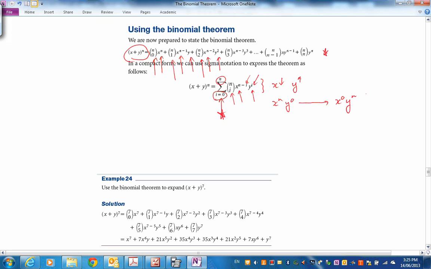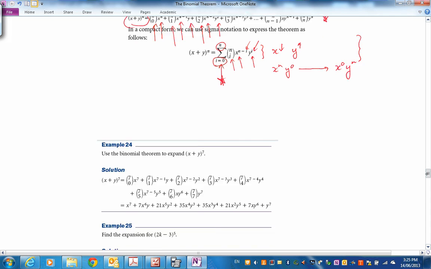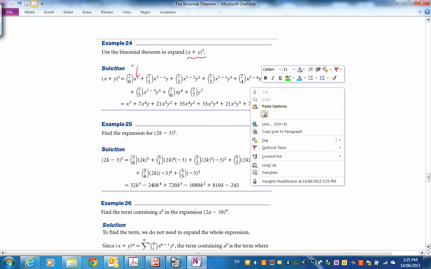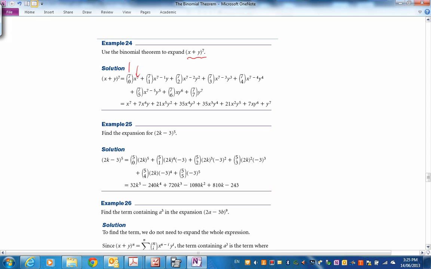Okay, so let's see if we can use that sort of pattern. It's good to understand this, but I think writing it down is not as important as being able to apply it. Let's see if we can apply it in these problems here. X plus y to the 7th. Start off with x to the 7th and no y term, and it's C7 0. And then x goes to the 6th power, and y comes in to the 1, and it's C7 1.